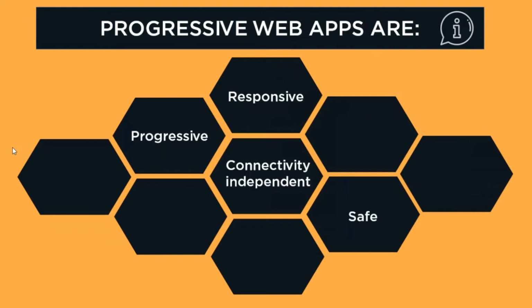It's safe. It's served via TLS to prevent snooping and ensure content hasn't been tampered with. Also, it's fresh. It's always up to date thanks to the service worker update process. And it's app-like. It means it uses the app shell model to provide app-style navigation and interactions. It's installable. It allows users to keep apps they find most useful on their home screen without the hassle of an app store.